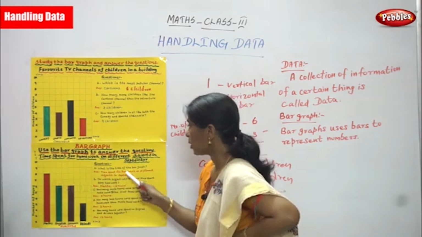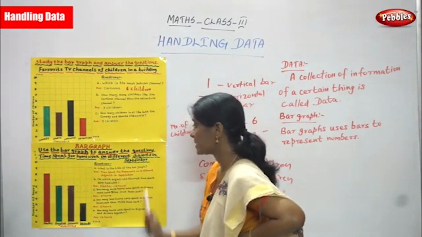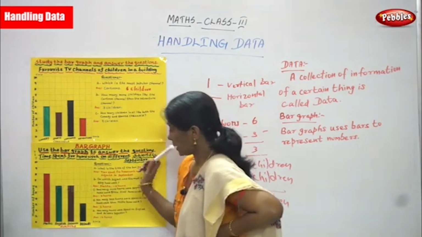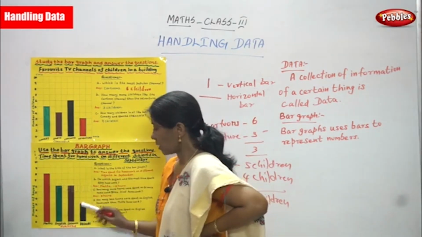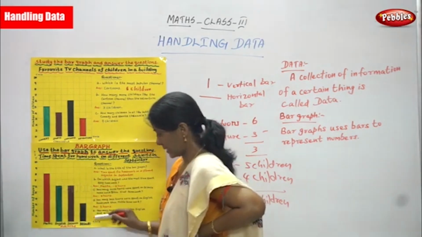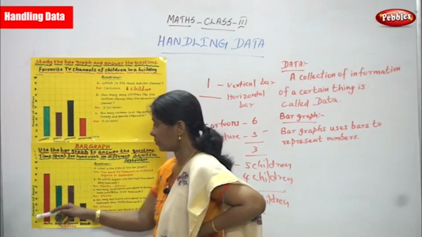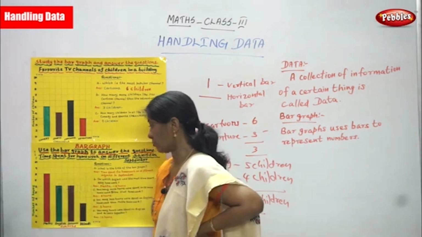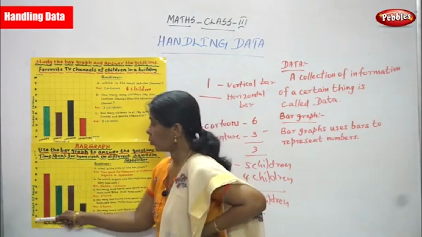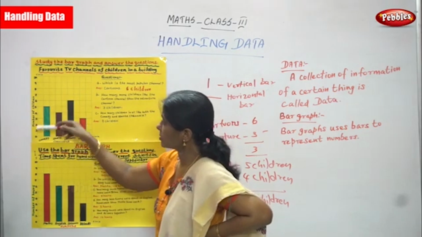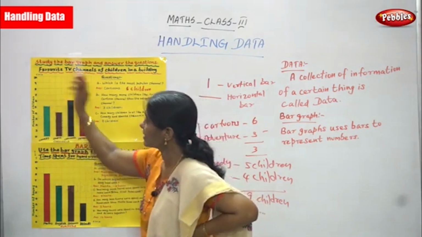What is the title of the bar graph? The time spent for homework on different subjects in September. This is the heading. Okay, next one: I told you already, the x-axis means the horizontal line you have to consider as the x-axis. In the x-axis you have taken subject, and the vertical line you have to consider as the y-axis. In the y-axis you have taken number of hours. So number of hours 0, 1, 2, 3, 4, 5, 6, 7, 8, 9, 10. Here also number of children 0, 1, 2, 3, 4, 5, 6, 7, 8, 9, 10.